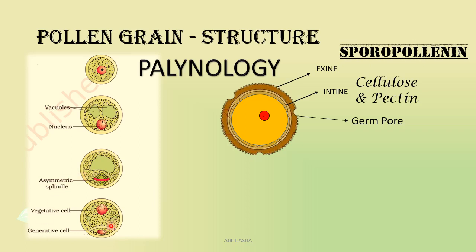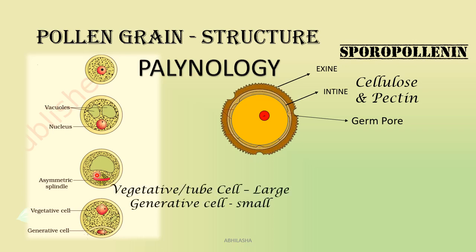A large vegetative or tube cell is formed and a small generative cell is formed. Now this generative cell is spindle shaped with a spindle shaped nucleus and less cytoplasm. The vegetative cell has dense cytoplasm which is rich in food reserve. Its nucleus is also large but irregular. Now this is the two-cell stage of pollen grain which is released for pollination in 60% of the plants.